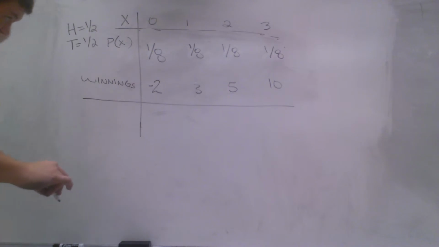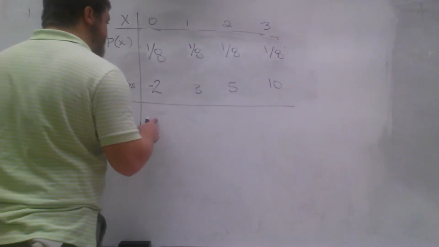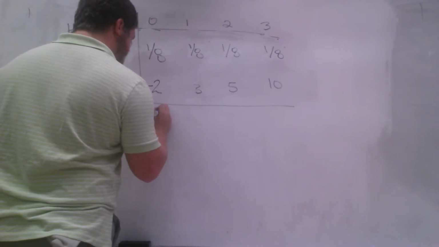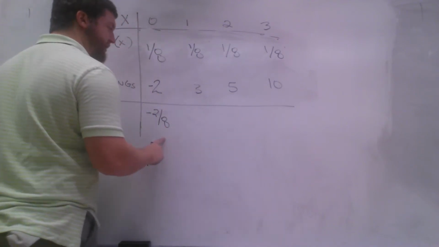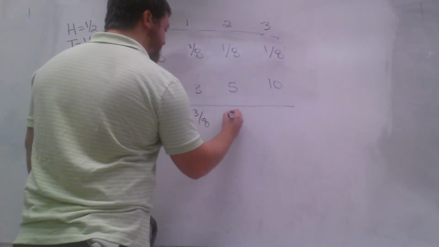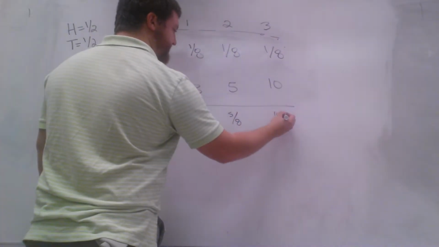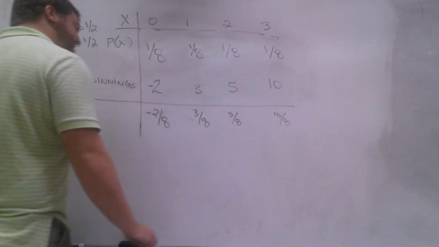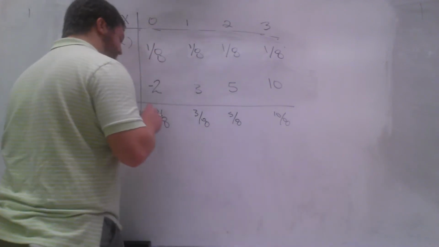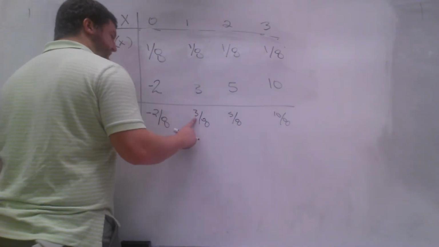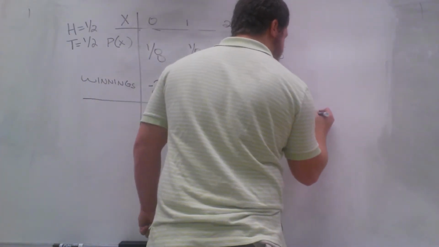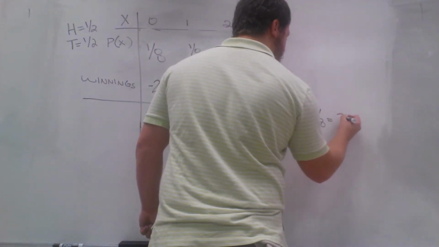Okay, so now I have 1/8 times -2 is -2/8. Okay, and I told you to leave them as improper fractions. 1 times 3 is 3/8, 5/8, and 10/8. Okay, now let's see what our expected value is. -2 plus 3 is 1, plus 5 is 6, plus 10 is 16/8, which is 2.